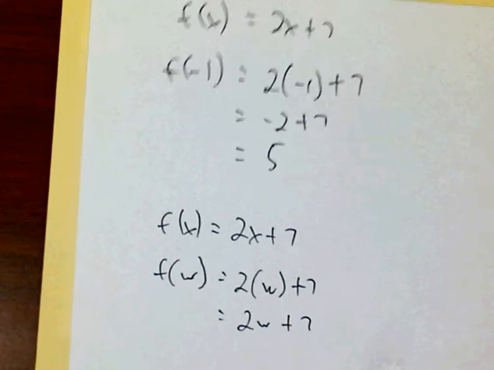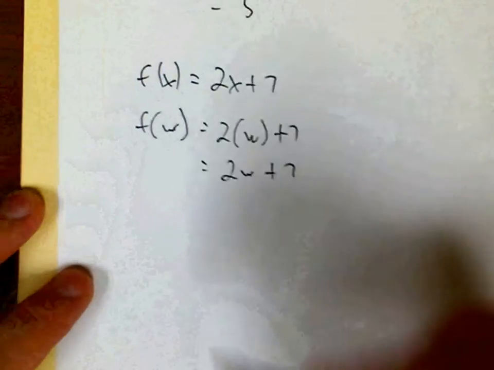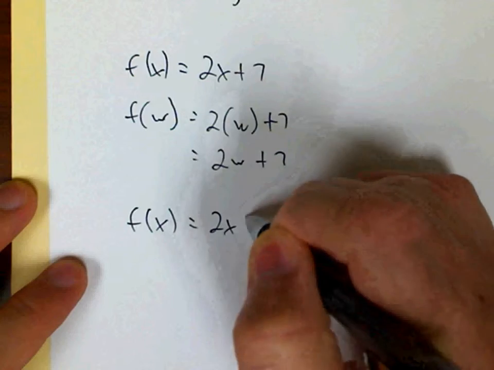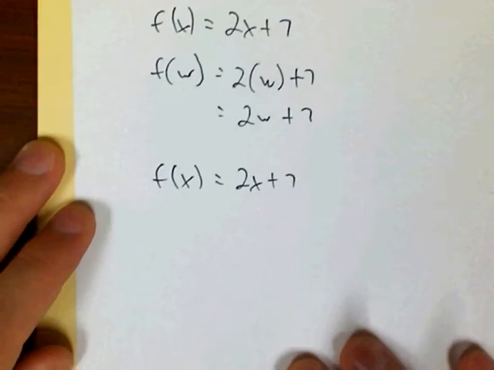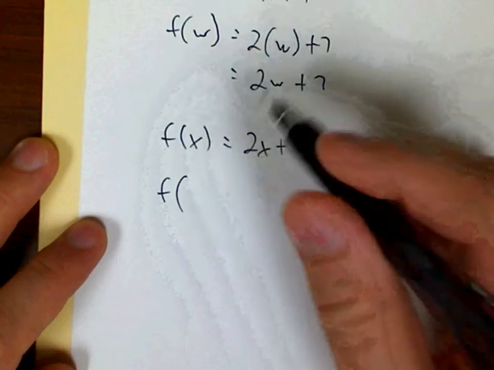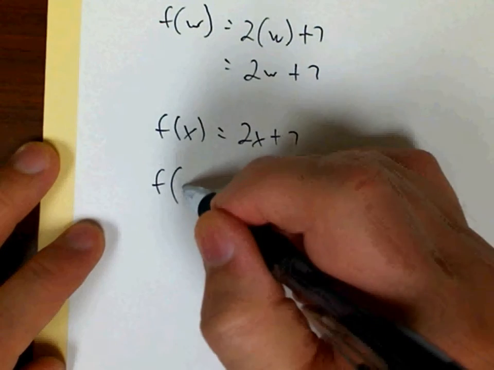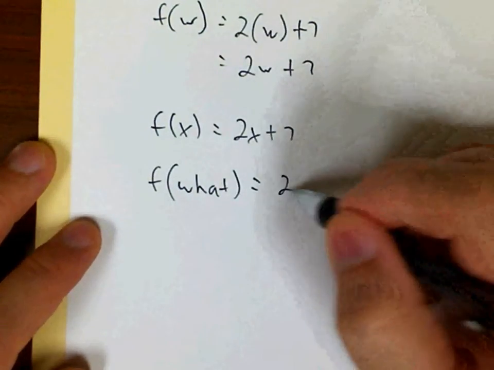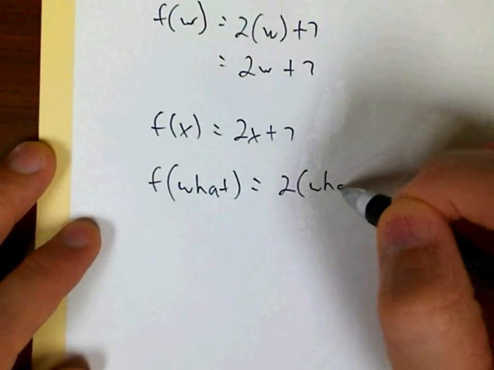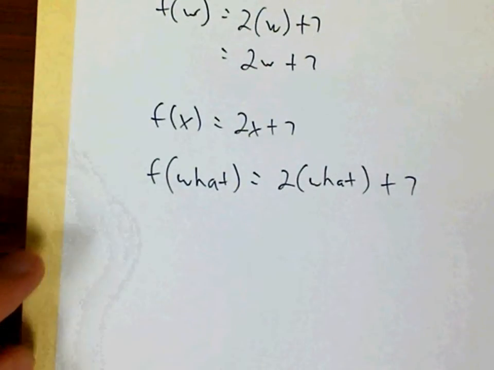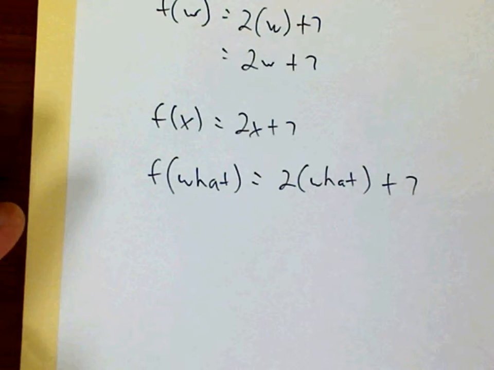Let's do a couple others, just to show you it doesn't matter what you have. So I'm going to write the function down again, so you can see it as we go along. Let's just go a little crazy. Let's find f of what? Doesn't matter what it is. We're going to call it what. That's good enough for me. Everywhere you see an x, you put what.